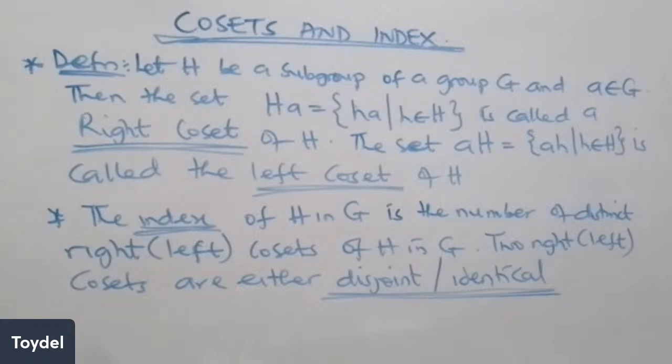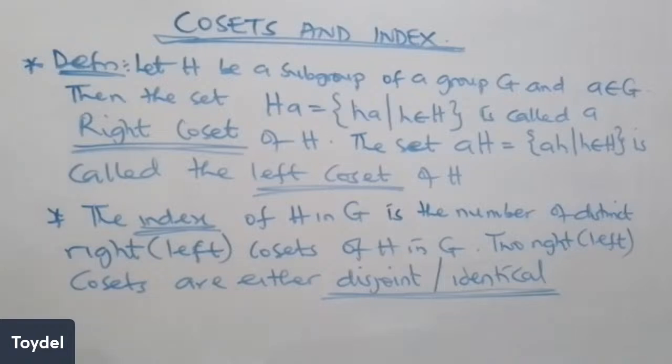So today we want to look at cosets and index. Of course, we have defined a subgroup. We know the meaning of a subgroup. When we have a group, we know how to define a subgroup from a group. So we want to look at cosets now, cosets and index. So now let's see the definition.